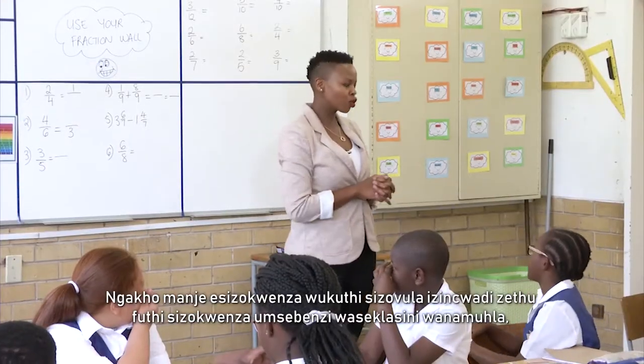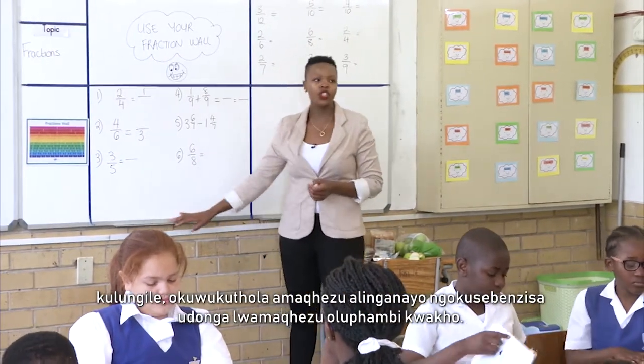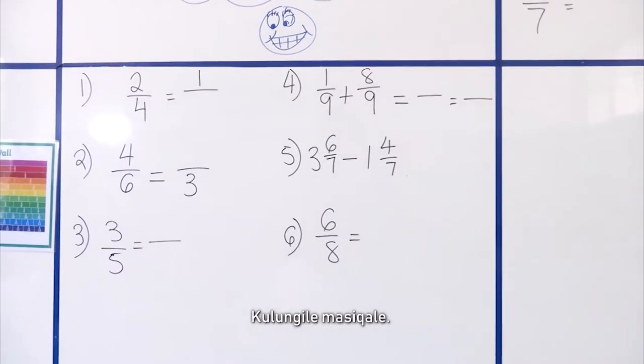So now what we're going to do, we're going to open our books and we're going to do today's classwork, all right, which is working out equivalent fractions using the fraction wall in front of you. All right, let's get started.